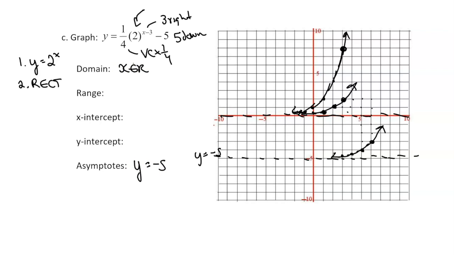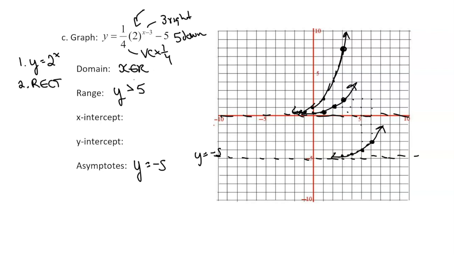Our domain is all real numbers. We're going to go forever to the left and forever to the right. There's no number that we can't put in for x. We can put in any real number that we want. And the range is limited to being above -5. It can't equal -5, so it's just greater than -5.